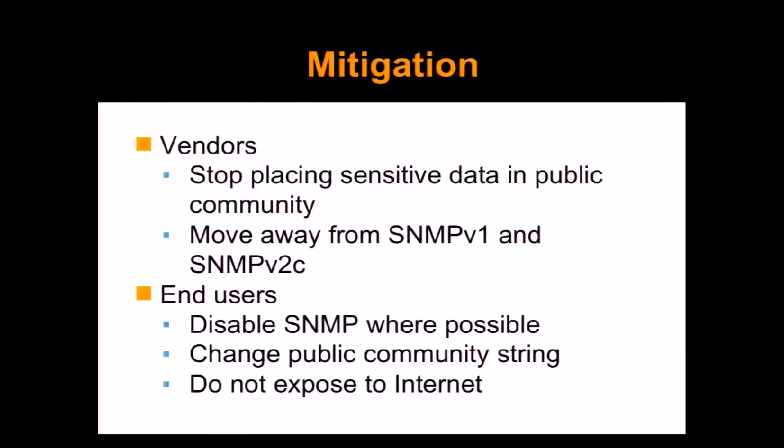Next slide. All right, so what can we do to mitigate risk? Well, let's start with the vendors. Vendors should stop placing sensitive data in public community that's enabled by default. How many people agree with that? Okay, we got a consensus. And we should probably move away from version 1 and 2c community strings in favor of a stronger security model. Deral, what should end users do to mitigate their risks?